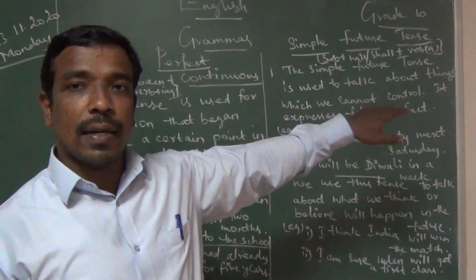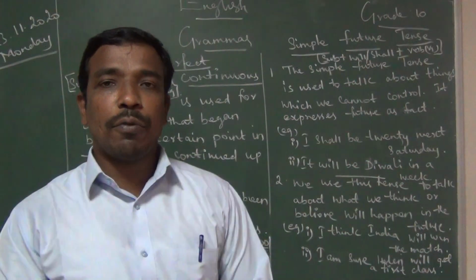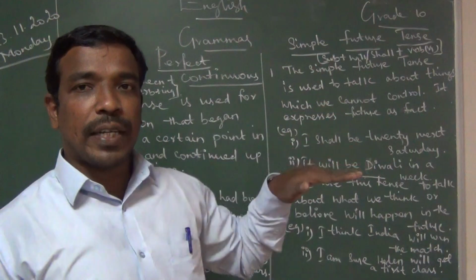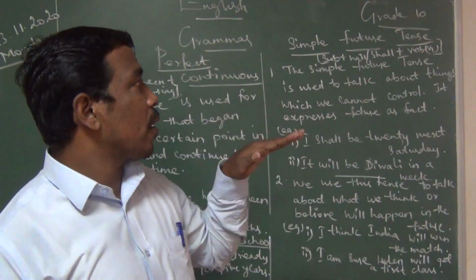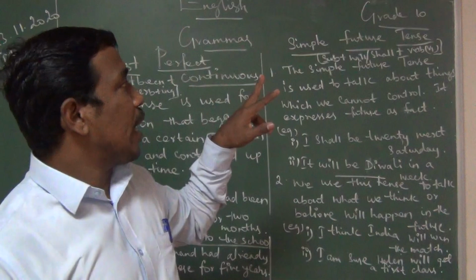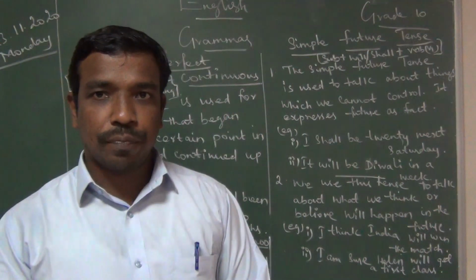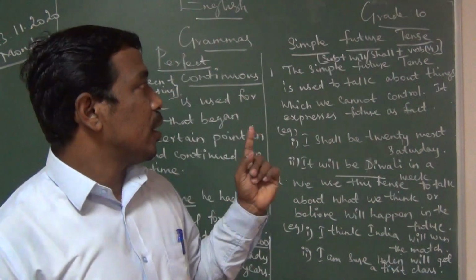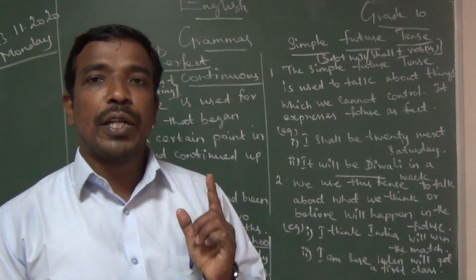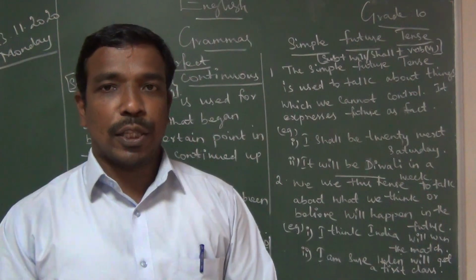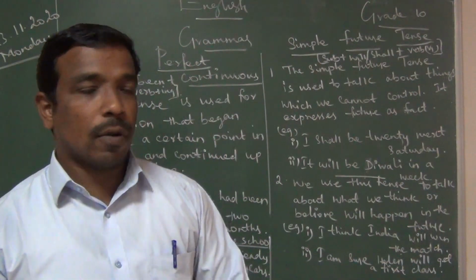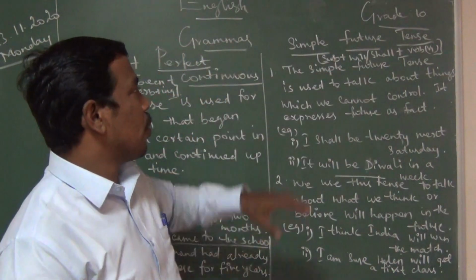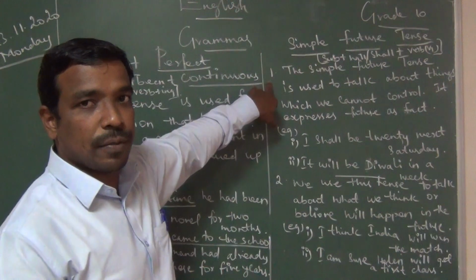At the beginning of the grammar class, I taught you persons and numbers. According to British English, will is used for second person and third person, and shall is used for first person. What is the rule? Shall is used for first person singular and plural. Will is used for second person and third person. Keep it in your mind. So subject, will or shall plus base form of verb. First rule for simple future.